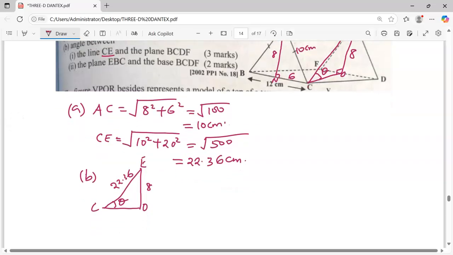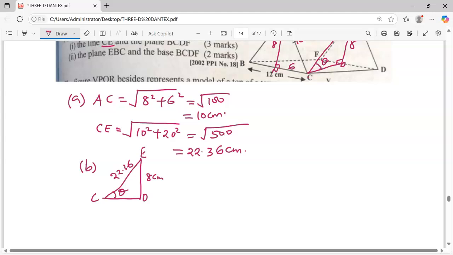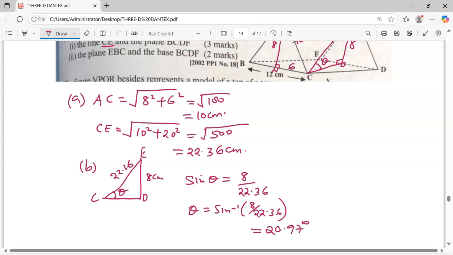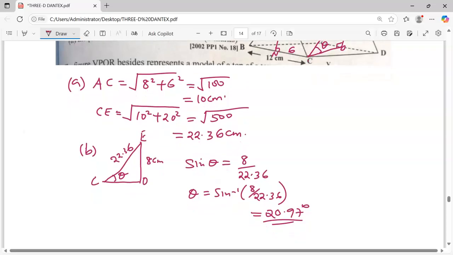Since we have OE as 8 centimeters, according to the angle we have the opposite and the hypotenuse, so we are going to use sine theta, which is given by opposite over hypotenuse. Opposite is 8 over hypotenuse 22.36, and that is going to be equal to the angle theta being the sine inverse of 8 over 22.36, and this is going to translate to an angle equivalent to 20.97 degrees, correct to 4 significant figures.